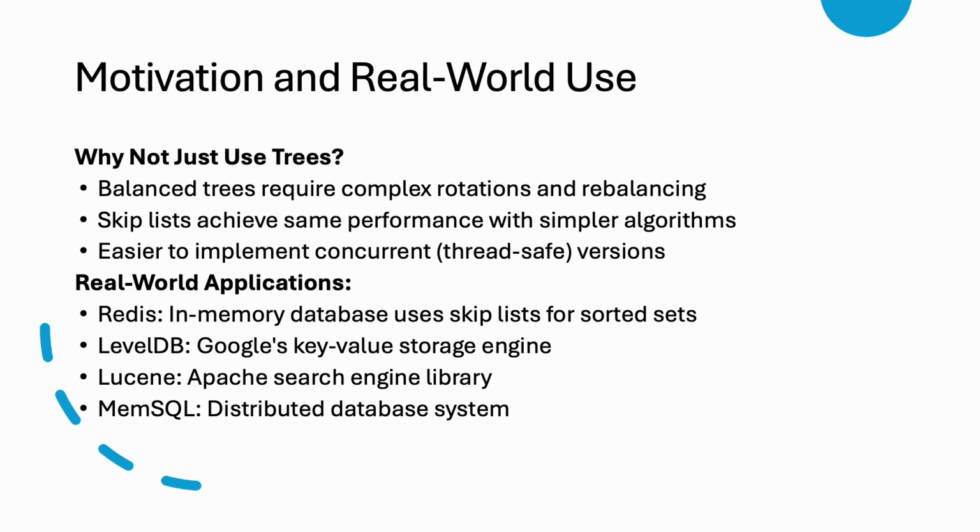This isn't just theoretical. Skip lists are used in production systems today, like Redis, an in-memory database that uses skip lists for sorted sets, and LevelDB, which is Google's key-value storage engine, also relies on them. You will also find them in Apache Lucene, a search engine library, and MemSQL, a distributed database system. So these real-world applications prove that skip lists are both practical and performant.